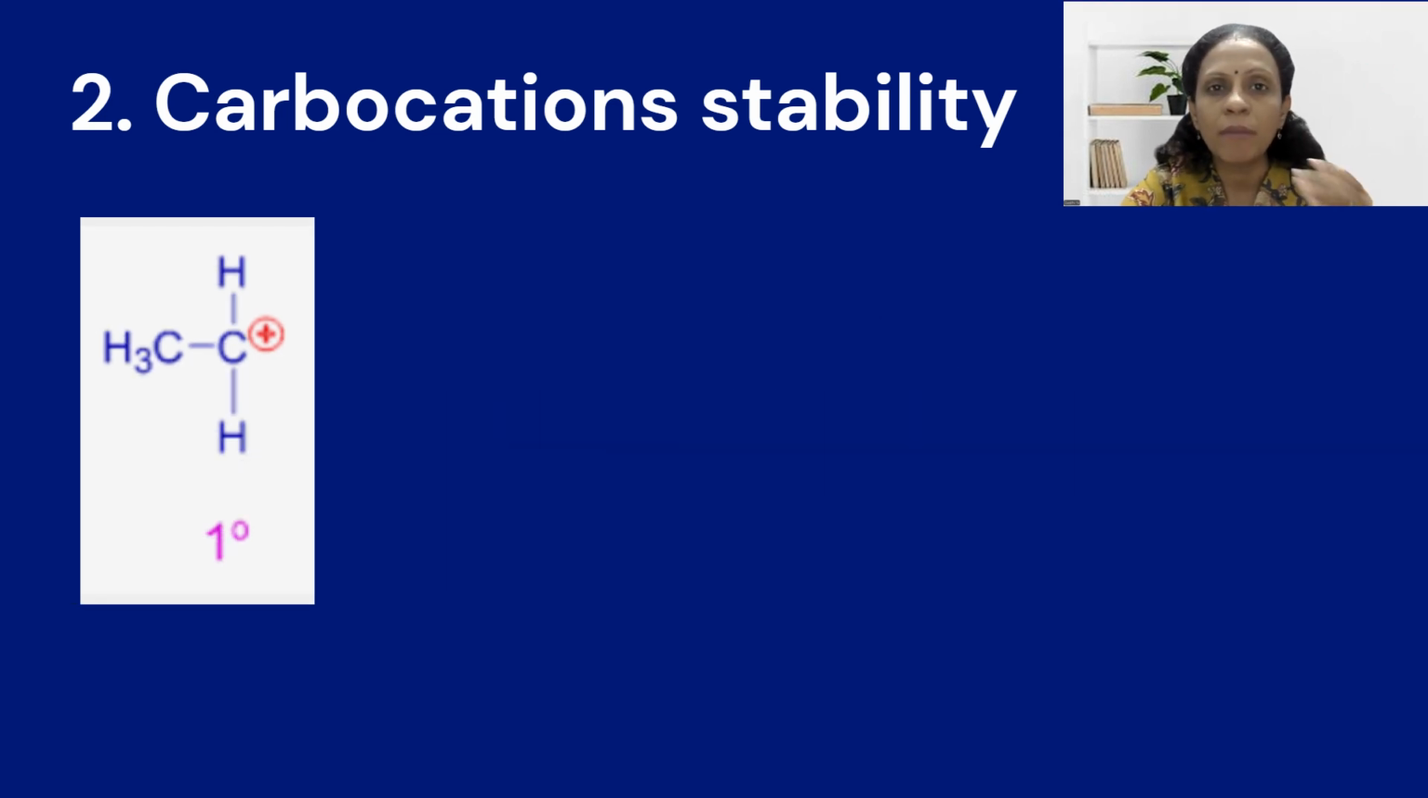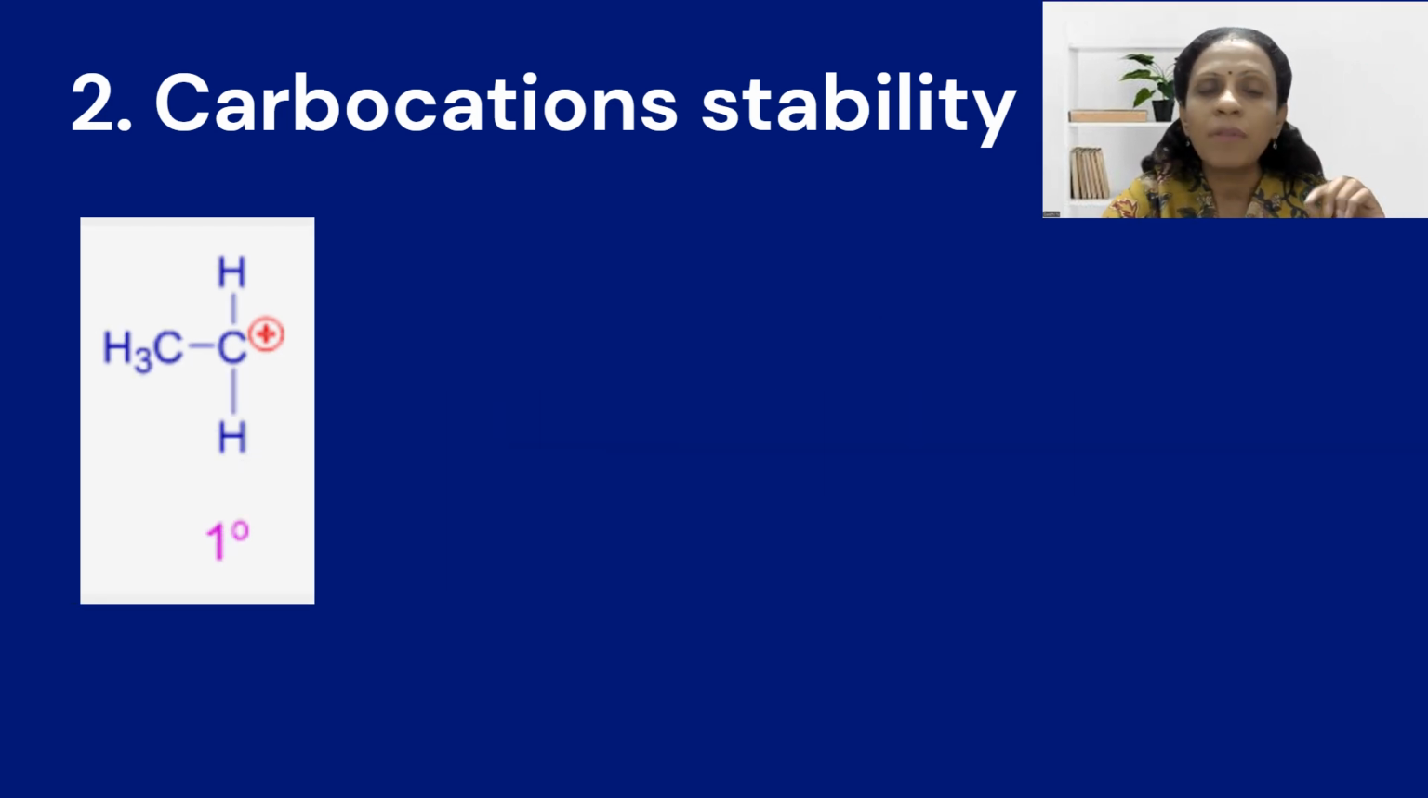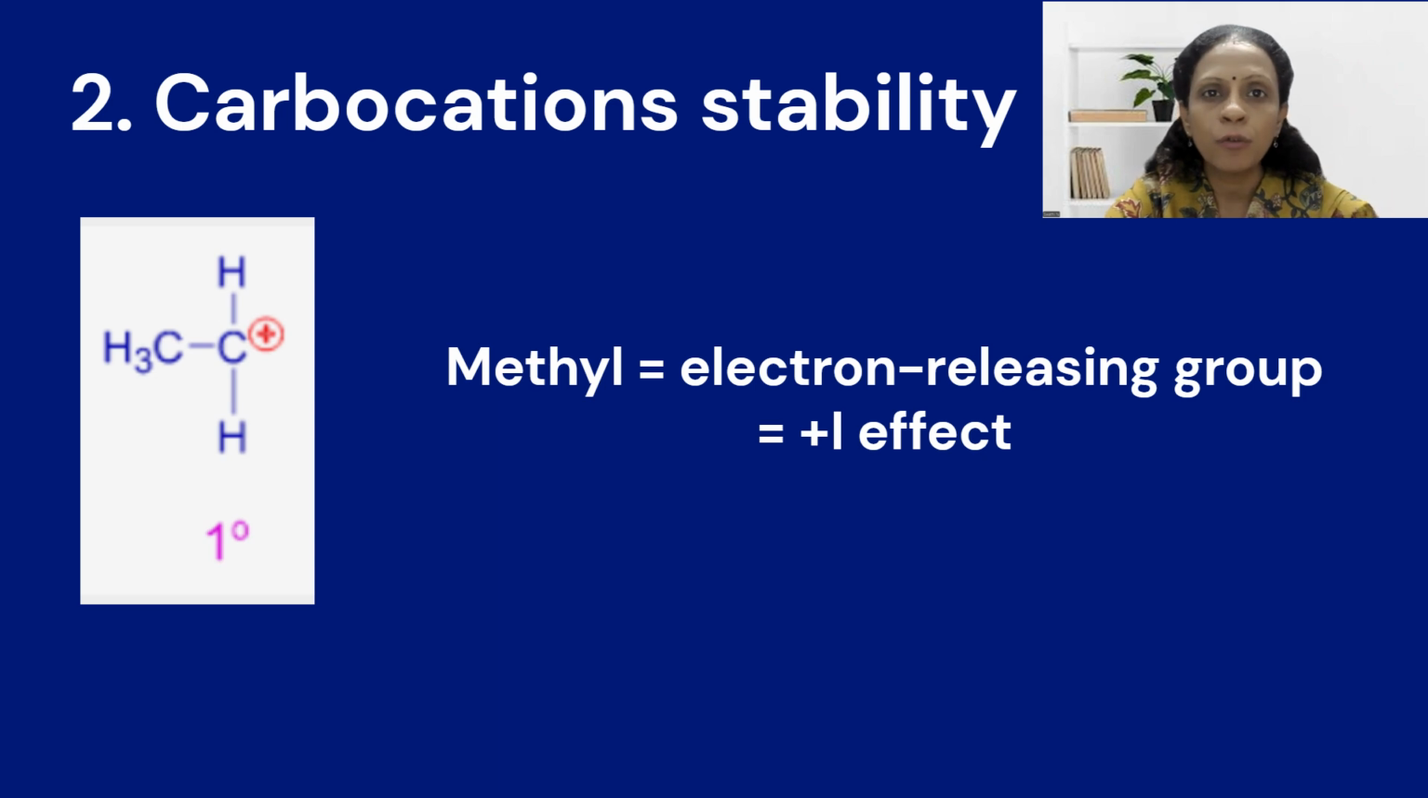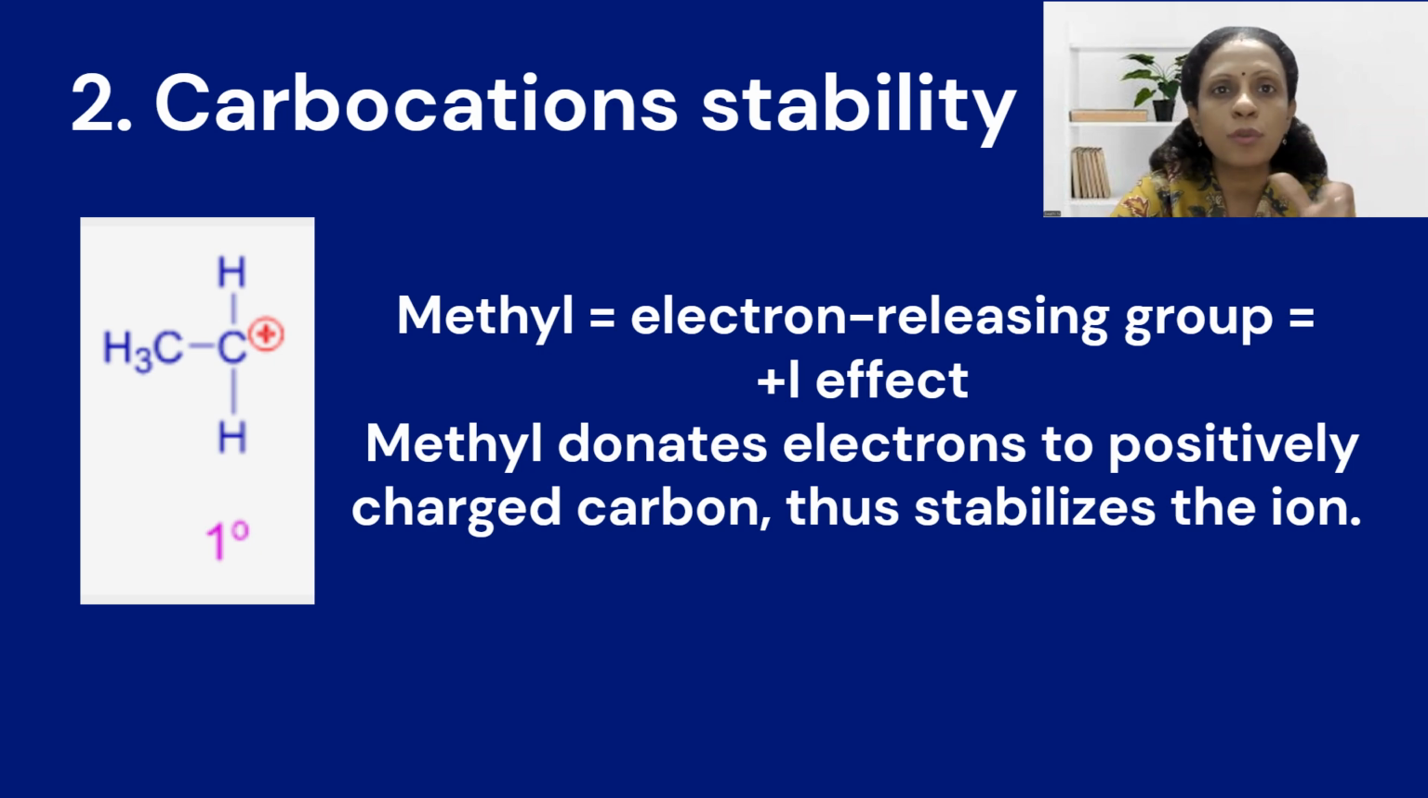So in case of primary carbocation, the carbon which is bearing the positive charge is adjacent to one methyl group. As I mentioned earlier, methyl group is an example for plus I effect showing group. That means it releases electrons towards the remaining chain. So it donates electrons to the carbon which is bearing the positive charge. That is how it causes stabilization of the ion.